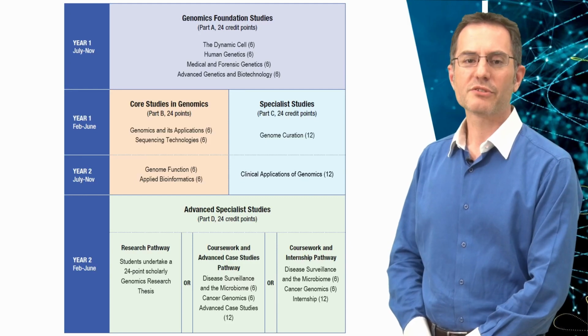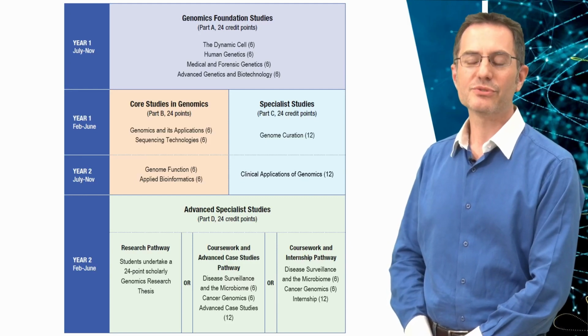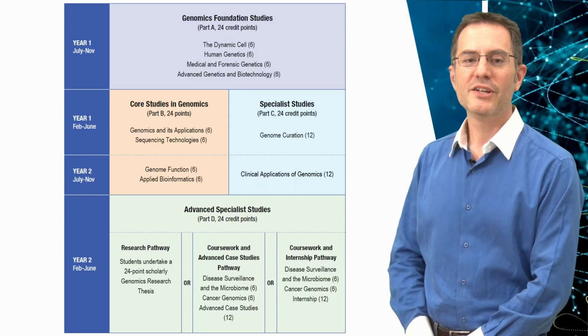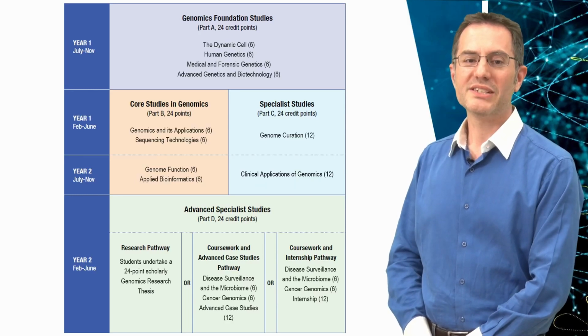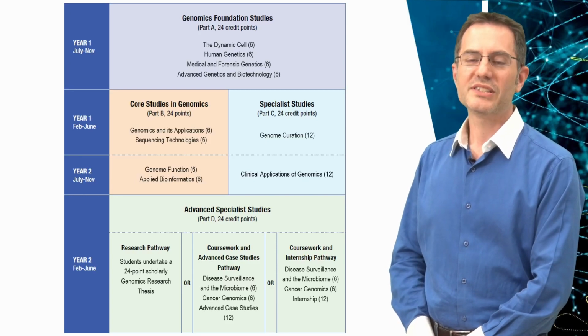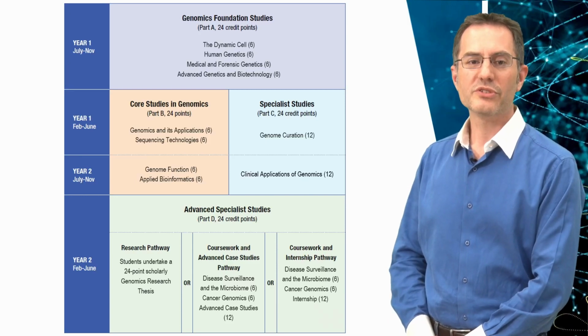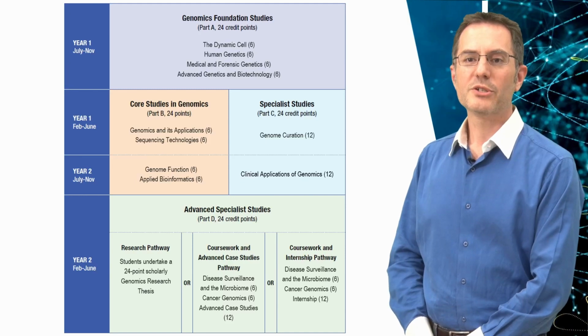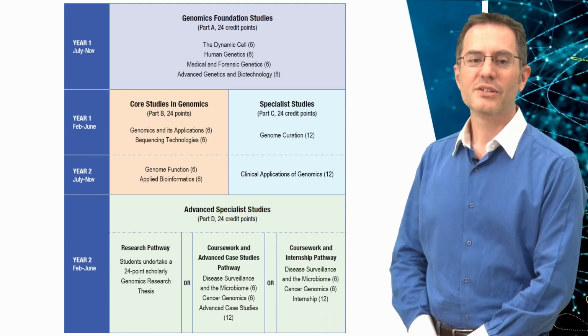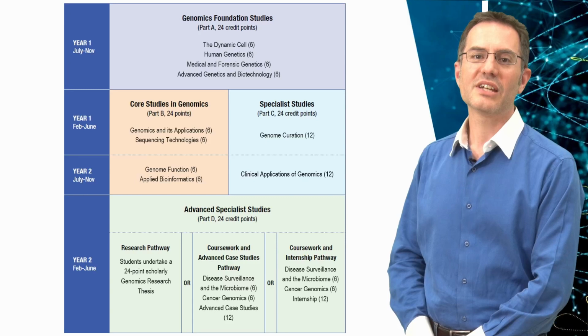If you've come from an undergraduate degree where you've covered genetics or genomics or a related discipline, you'll enter the course in parts B and C. These are taught simultaneously. There's the core studies in genomics, which is more focused on the fundamental concepts, where you'll learn about genomics and its applications. We have a unit focused on the sequencing technologies that underlie all of these approaches.